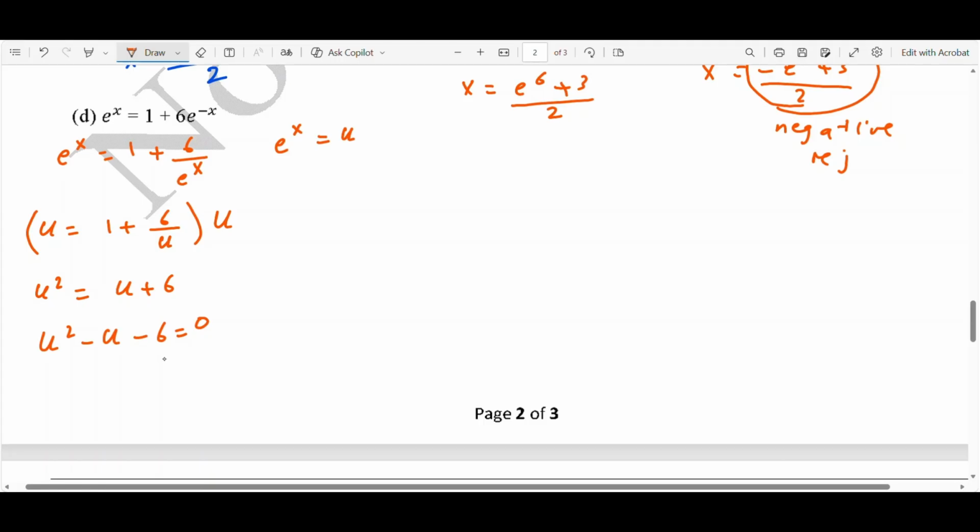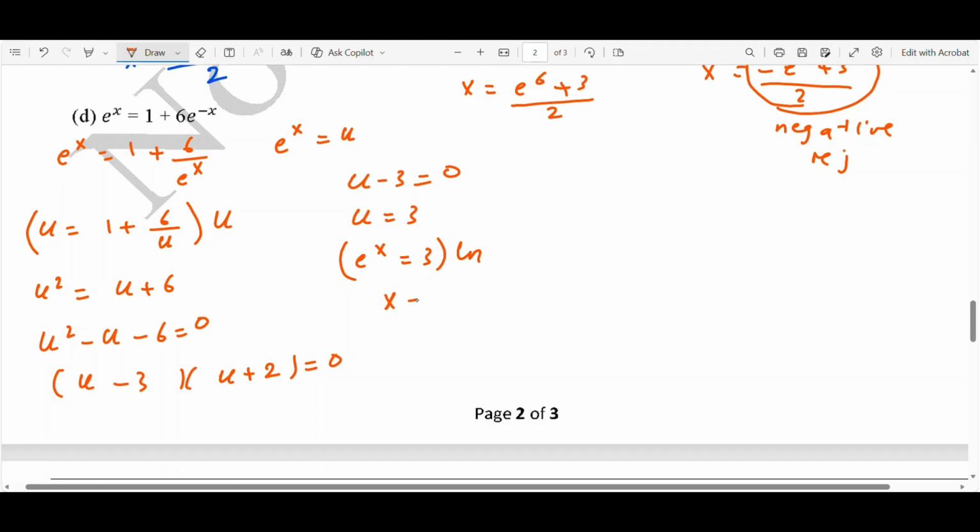I'm going to use the general formula or factorization. Factorization is easy. (u minus 3)(u plus 2). Let's start. u minus 3 equals 0. u equals 3. Actually, u is e to the power x. e to the power x equals 3. I'm going to apply ln. So x equals ln 3.